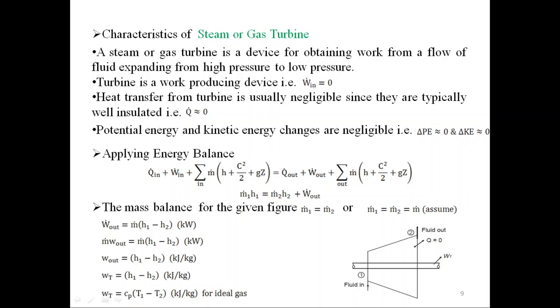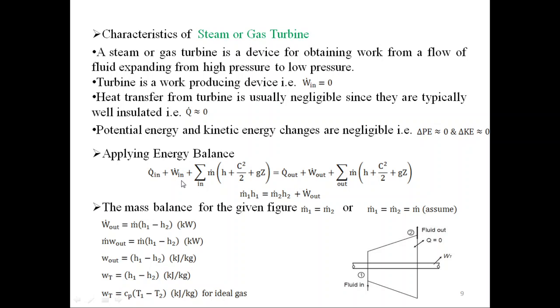Characteristic of steam or gas turbine. A steam or gas turbine is a device for obtaining work from a flow of fluid expanding from high pressure to low pressure. Turbine is a work producing device, that is W over dot in will be equal to 0, that is rate of work done on the system will be 0 as turbine produces the work. So in energy balance equation take this W over dot in equal to 0.